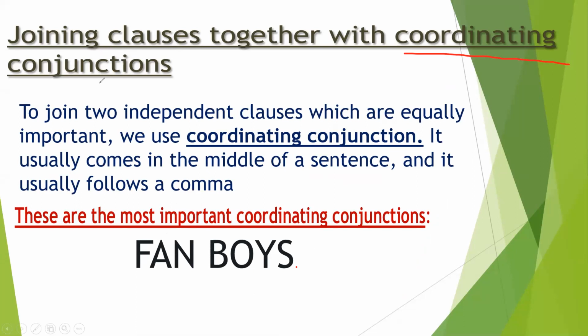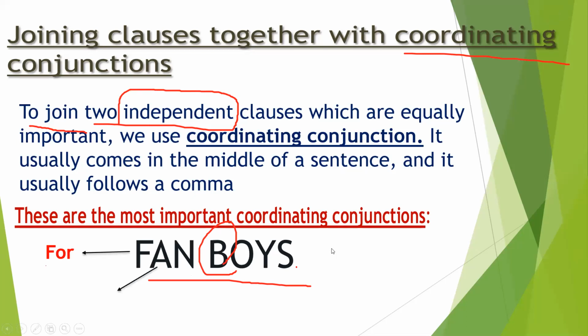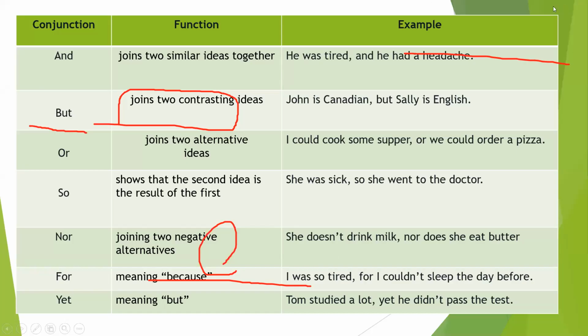But before we jump into this, I just want to tell you that in order to join or use coordinating conjunctions, I need to have two independent clauses. Like, I like pizza, comma, but my sister likes burger. These are two independent clauses connected using fanboys, but. However, for, and, nor, but, or, yet, and so. All right, we already know them.